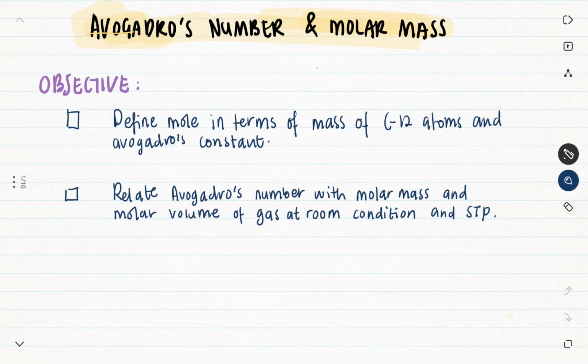So hari ini kita akan sambung dengan topik 3, lesson 1, topik 3, Avogadro's number and molar mass. So the objective of our lesson today is to define mole in terms of mass of carbon-12 atoms and Avogadro's constant, and relate Avogadro number with molar mass and molar volume of gas at room condition and STP.